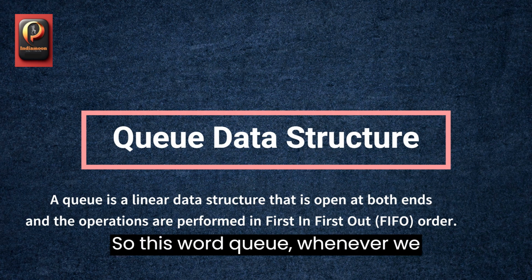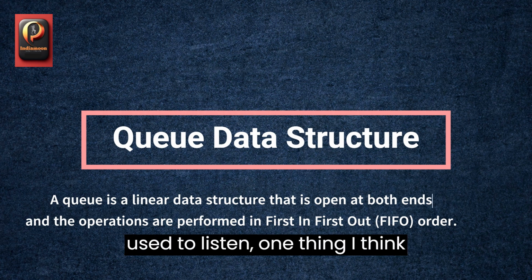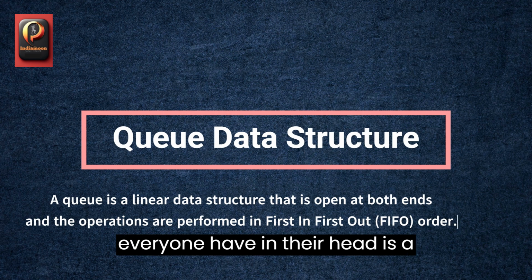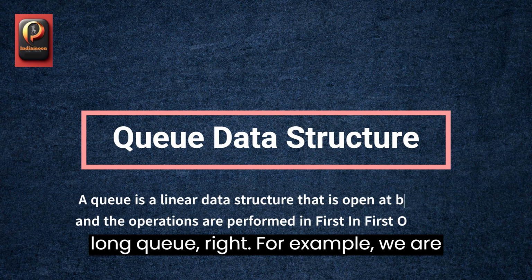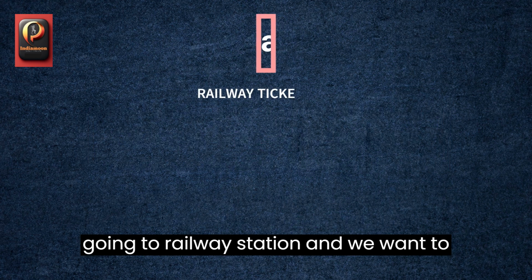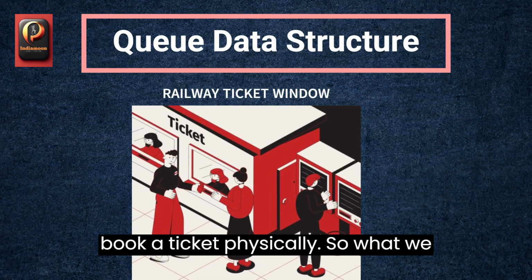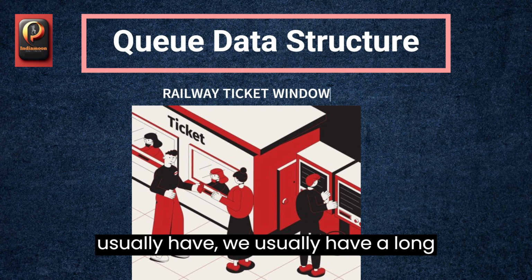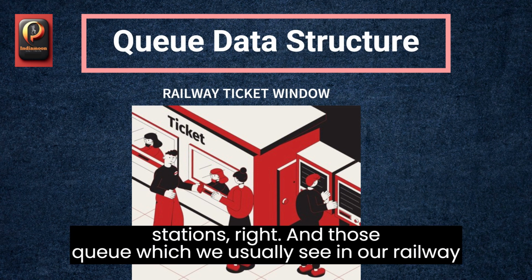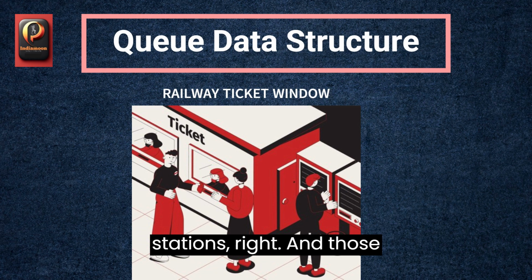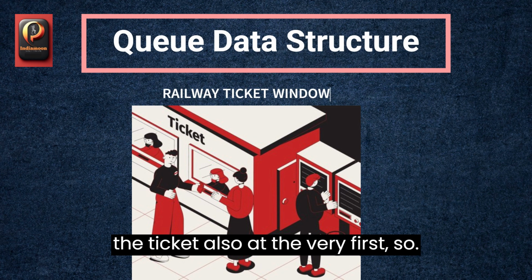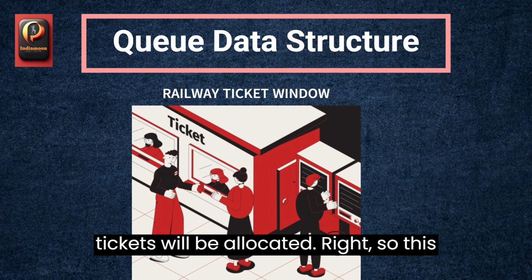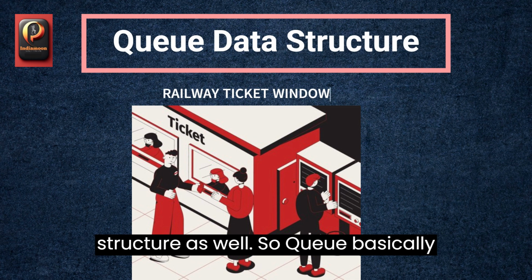Whenever we listen to this word queue, one thing I think everyone has in their head is a long queue. For example, we are going to a railway station and we want to book a ticket physically. What we usually see is a long queue in our railway stations. Those who come at the very first will get the ticket at the very first, so tickets are allocated on a first come, first serve basis. This is something which we have in our data structure as well.